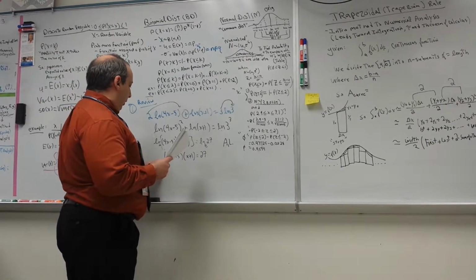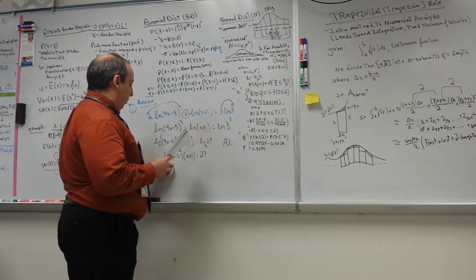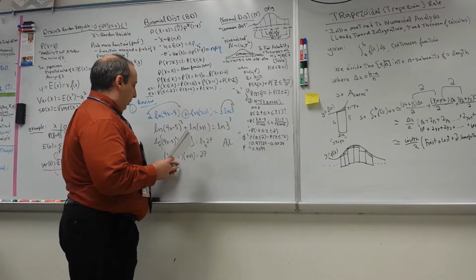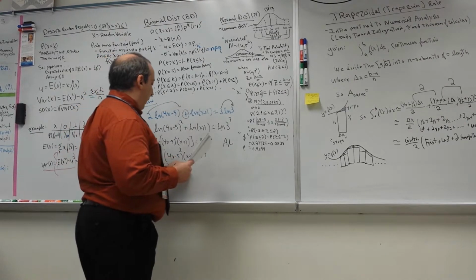You remember that? You expand this guy right here, and you're going to get 16x squared minus 40x, to save some time, plus 25, and you're going to multiply that by x plus 1.